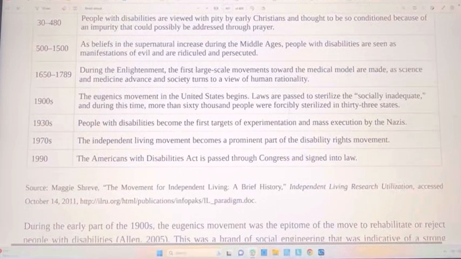1900s, the eugenics movement in the United States begins. And eugenics is basically what was called birth control. They actually wanted to issue licenses to people who could not have children and would be forcibly sterilized if they weren't the norm or the model. Laws are passed to sterilize the socially inadequate, and during this time, more than 60,000 people were forcibly sterilized in 33 states.